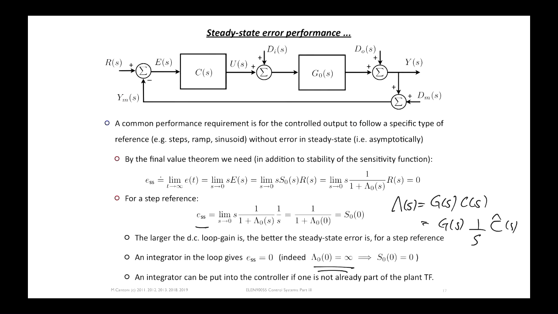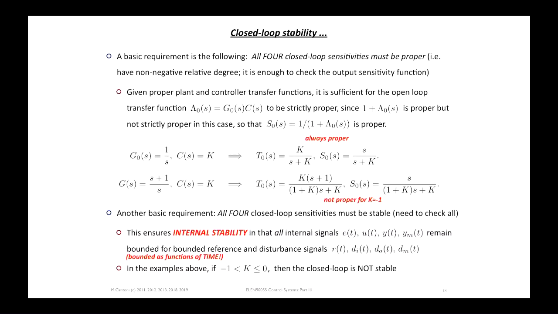Why do you have to worry about all 4 of them? Well, because if any of the transfer functions are unstable, it's saying I could put bounded inputs somewhere and end up with an internal signal blowing up. So you need to have all 4 of them being stable. And it's not enough to just check one in most cases. So we want the closed loop sensitivity functions to be proper, and we want them to be stable.